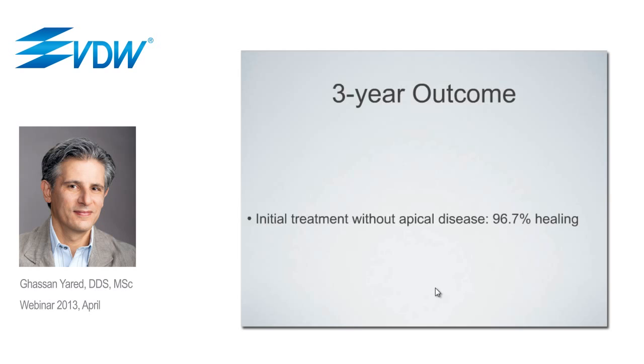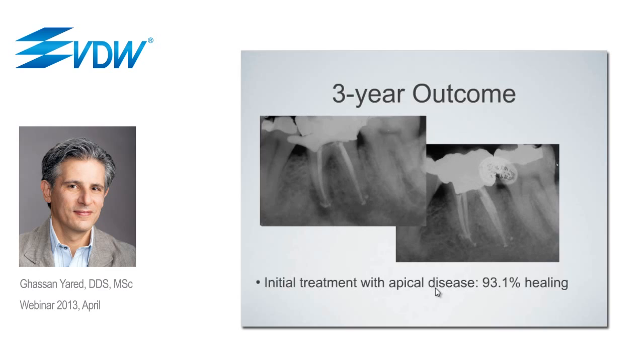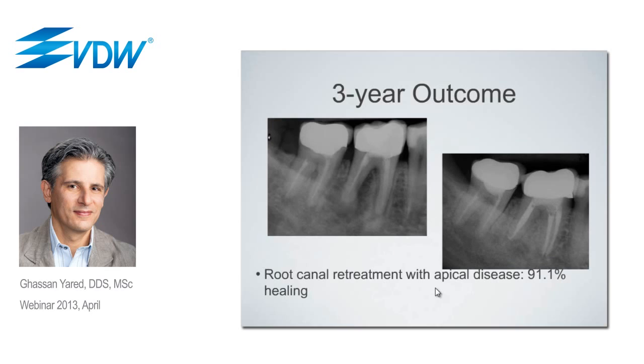So for the initial treatments without apical disease, the healing success rate was around 96%. For initial treatments with apical disease, the healing rate was 93%, which is also comparable to what we find in the published studies. And more interestingly, the healing rate of root canal retreatments with apical disease was 91%. And this is much higher than what we see in the published studies.